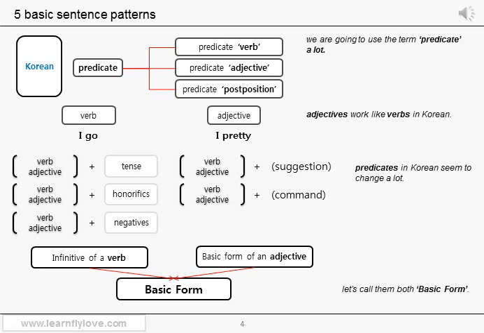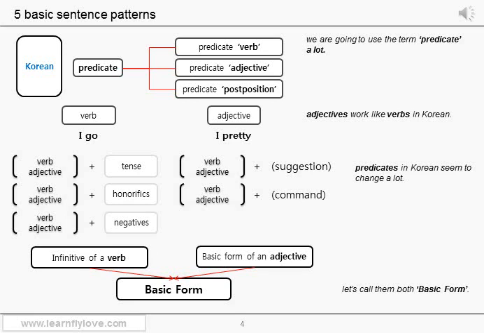Okay, there are things you should know before we start this lesson. First, we're gonna use the term predicate in our lessons to indicate the word that works like a verb or a be verb in English. There are predicate verb, predicate adjective and predicate postposition in Korean. But never mind, don't worry about the grammar terms. Just remember this one. Adjectives in Korean work like verbs when they are used as a predicate.